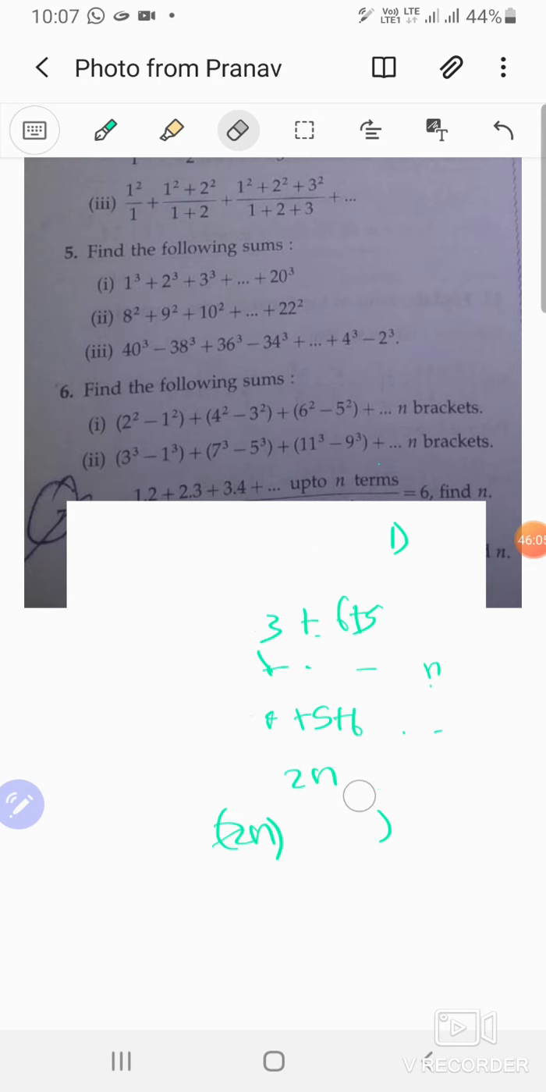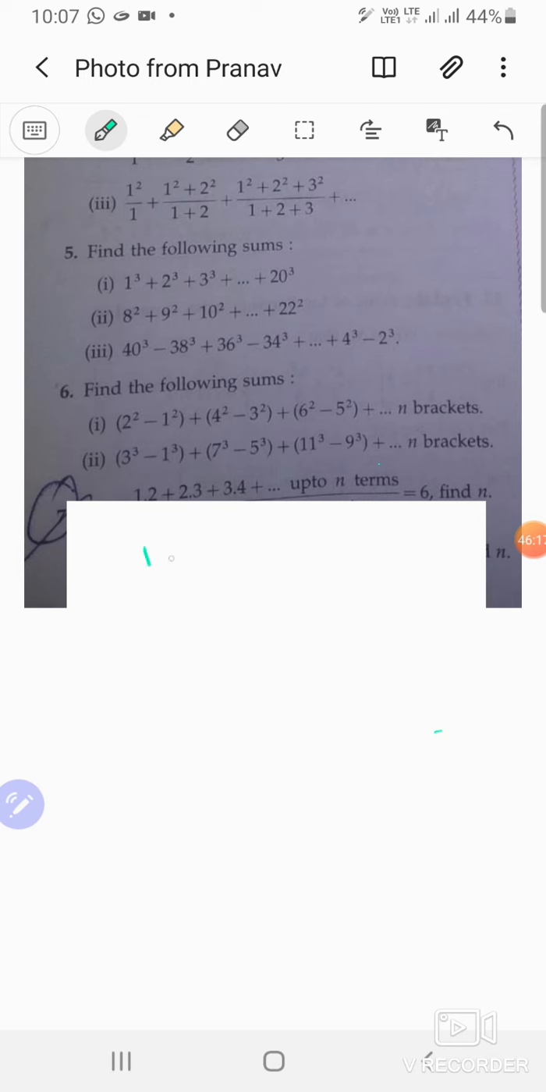So the next thing is 3 cubed minus 1 cubed plus 7 cubed minus 5 cubed. Okay, fine, so what's happening? First of all, you got 1, then 5, then 9. 3 to 7 is a jump of 4, 7 to 11 is a jump of 4, 1 to 5 is a jump of 4. So you got 1, then 5, then 9, and it keeps going like that.